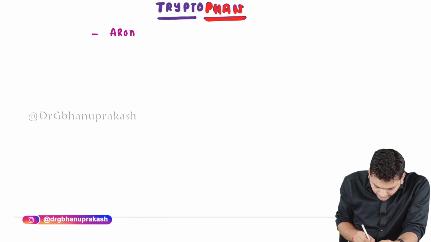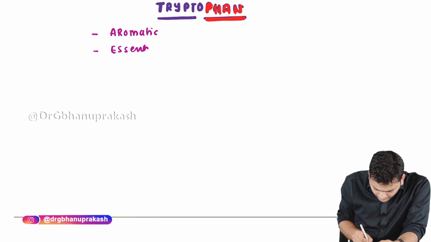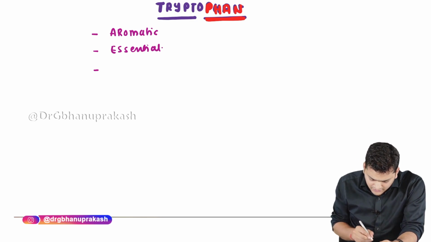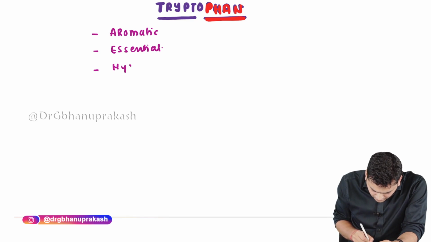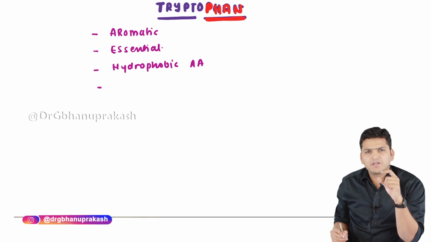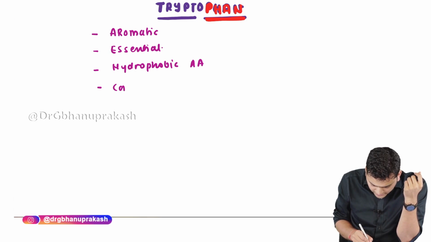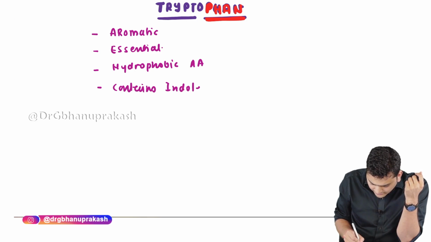Tryptophan, "fan" in the name, so I can say it is aromatic, it is an essential amino acid, and it is a hydrophobic amino acid. Hydrophobic because aromatic is hydrophobic. It contains a special ring that is called the indole ring. If you see the structure, it contains a ring, and that is referred to as the indole ring.